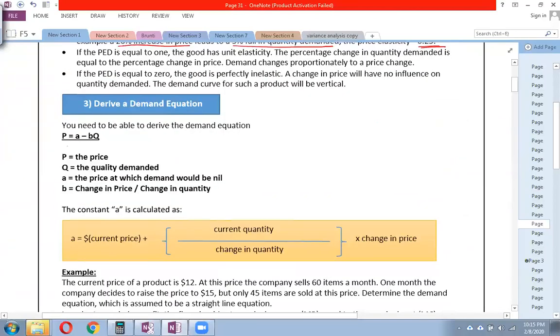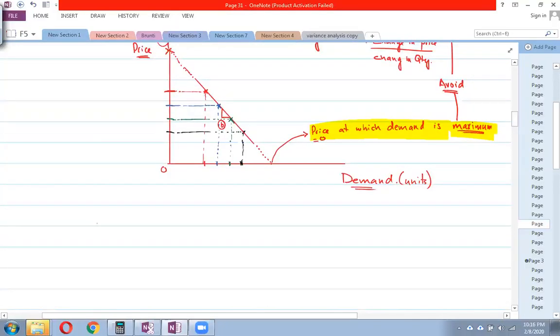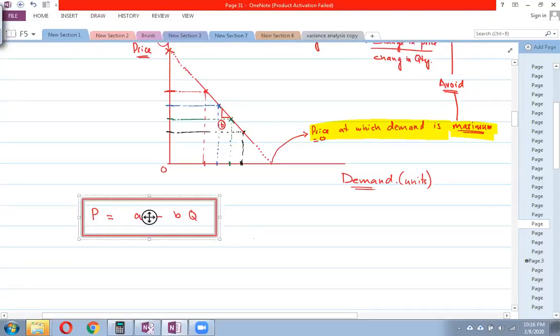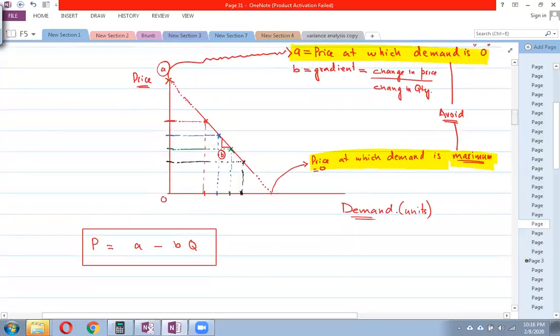Can you see the formula for the demand equation is P is equal to A minus BQ. Let's write down the formula. P is equal to A minus BQ. This is the demand equation, right? Now, why is this important? First of all, A is not going to change because this is the price at which demand is zero. So we can easily find out the price at which nobody is going to buy from us, A. B is the angle, that is also not going to change. So what can change? The price and the quantity.